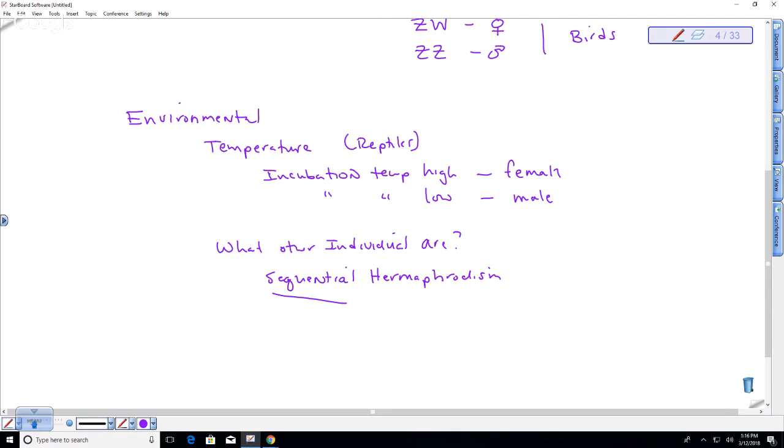So sequential means that they're male and then they become female. This happens quite frequently in fish, right? So if you're a male and everybody else is a male, and you're like, wait, there's no females around, maybe you should become a female, right? So they have the ability to change sex based upon what other individuals in the population are doing. So sex is more fluid than maybe you thought, right? It's sex determination.